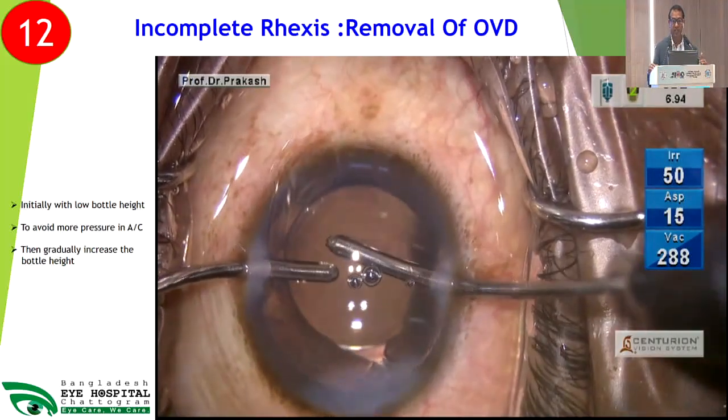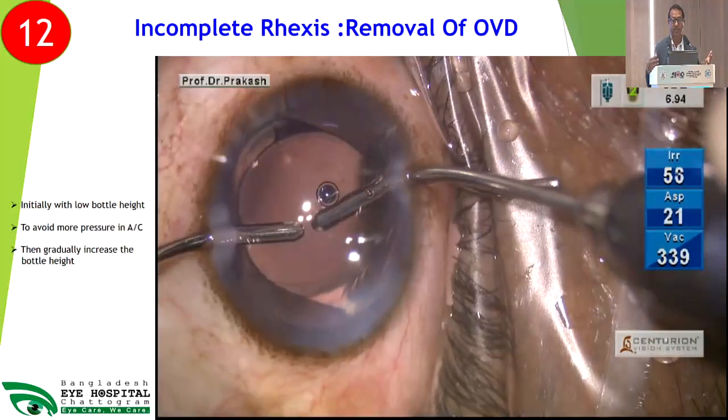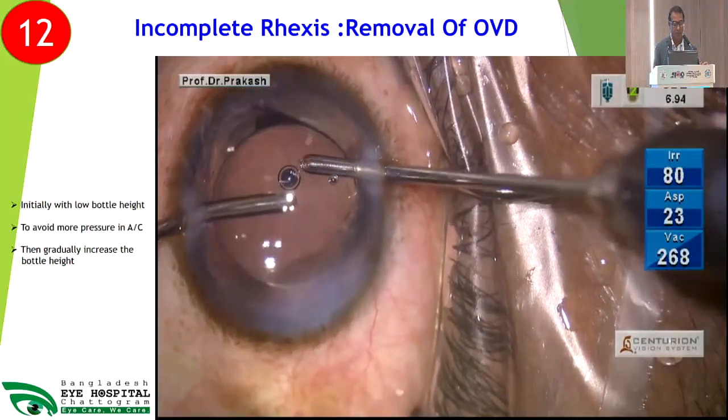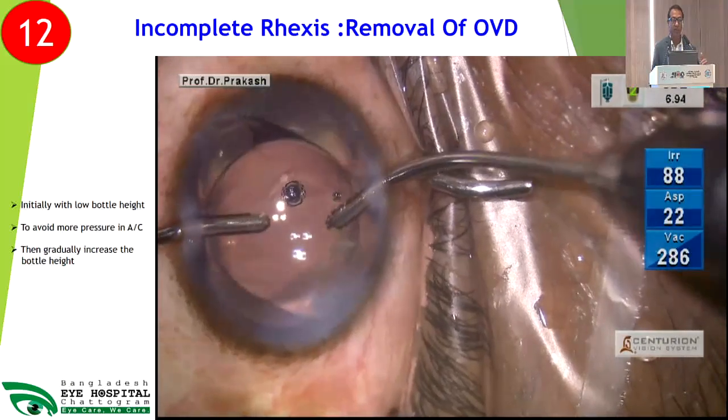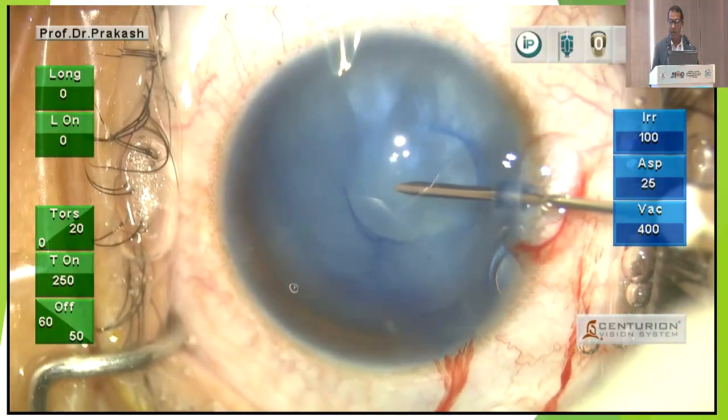pressure. And it is wise to keep inflow very low initially because there is already some OVD there, to reduce the pressure in the anterior chamber. When more and more OVD is removed, then gradually we can increase the bottle height. It is a white intumescent cataract.